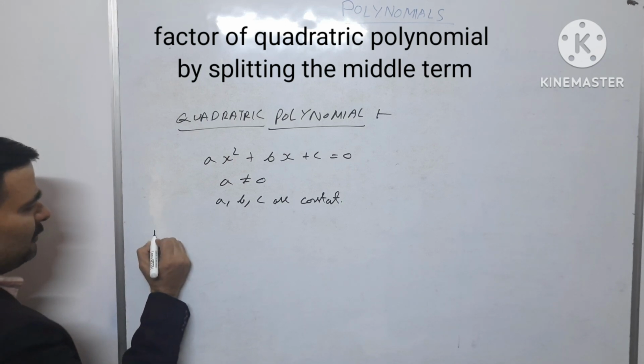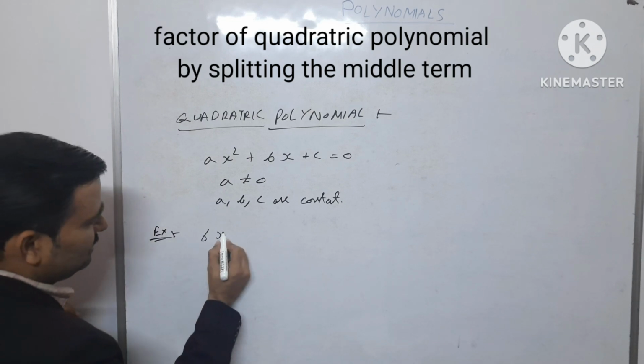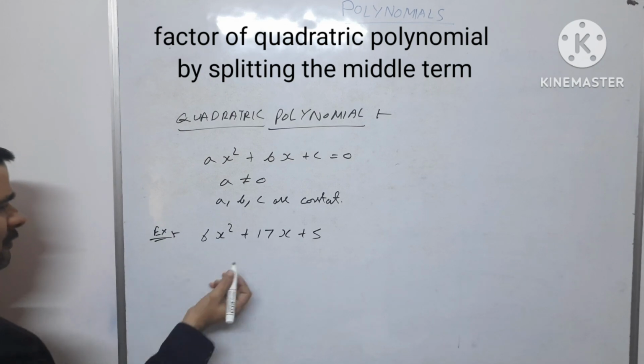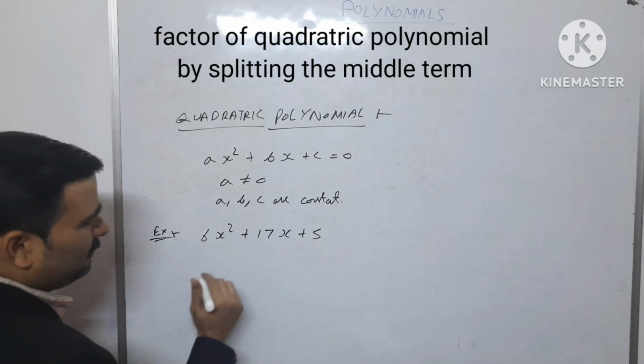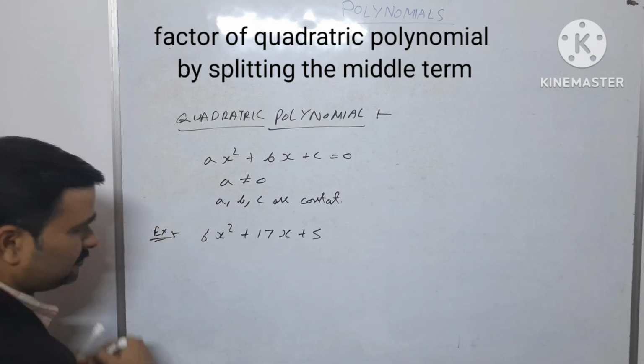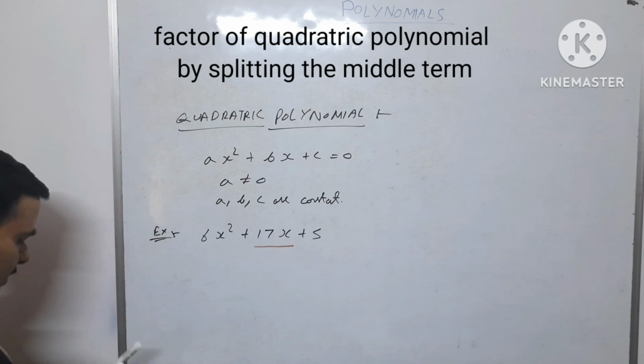Now suppose we have an equation that is 6x square plus 17x plus 5. Now we want to factorize this with the help of splitting the middle term, and here we have a middle term that is 17x. Now we will solve this equation.